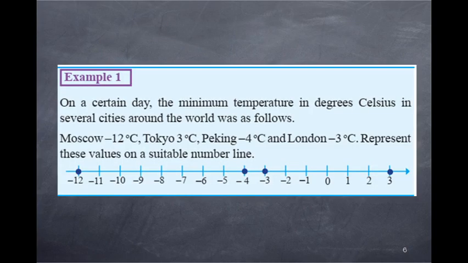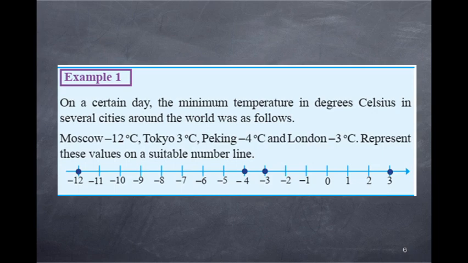Let's move on to an example. On a certain day, the minimum temperature in degrees Celsius in several cities around the world was as follows. Moscow -12, Tokyo 3, Peking -4, and London -3. We need to represent these temperatures on the number line.